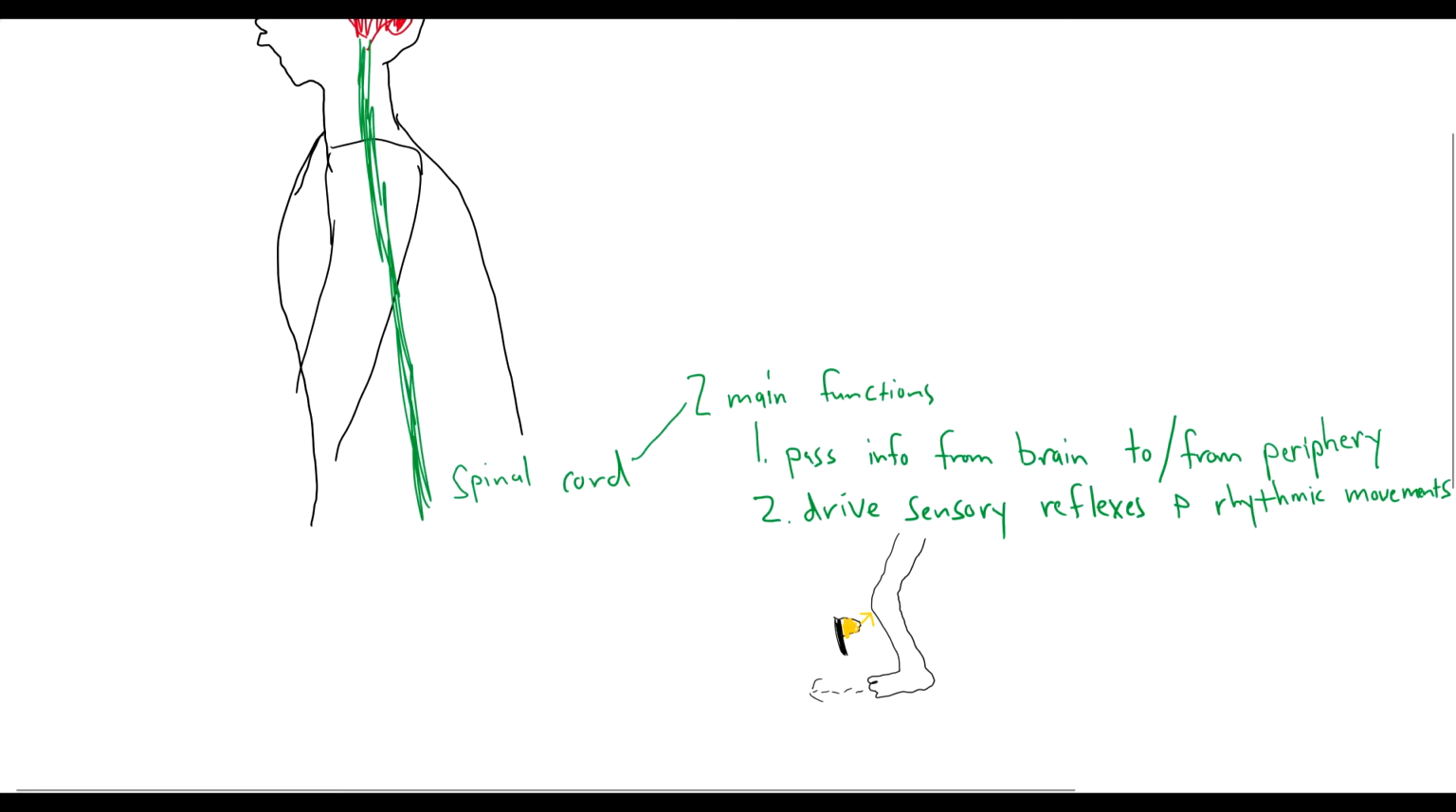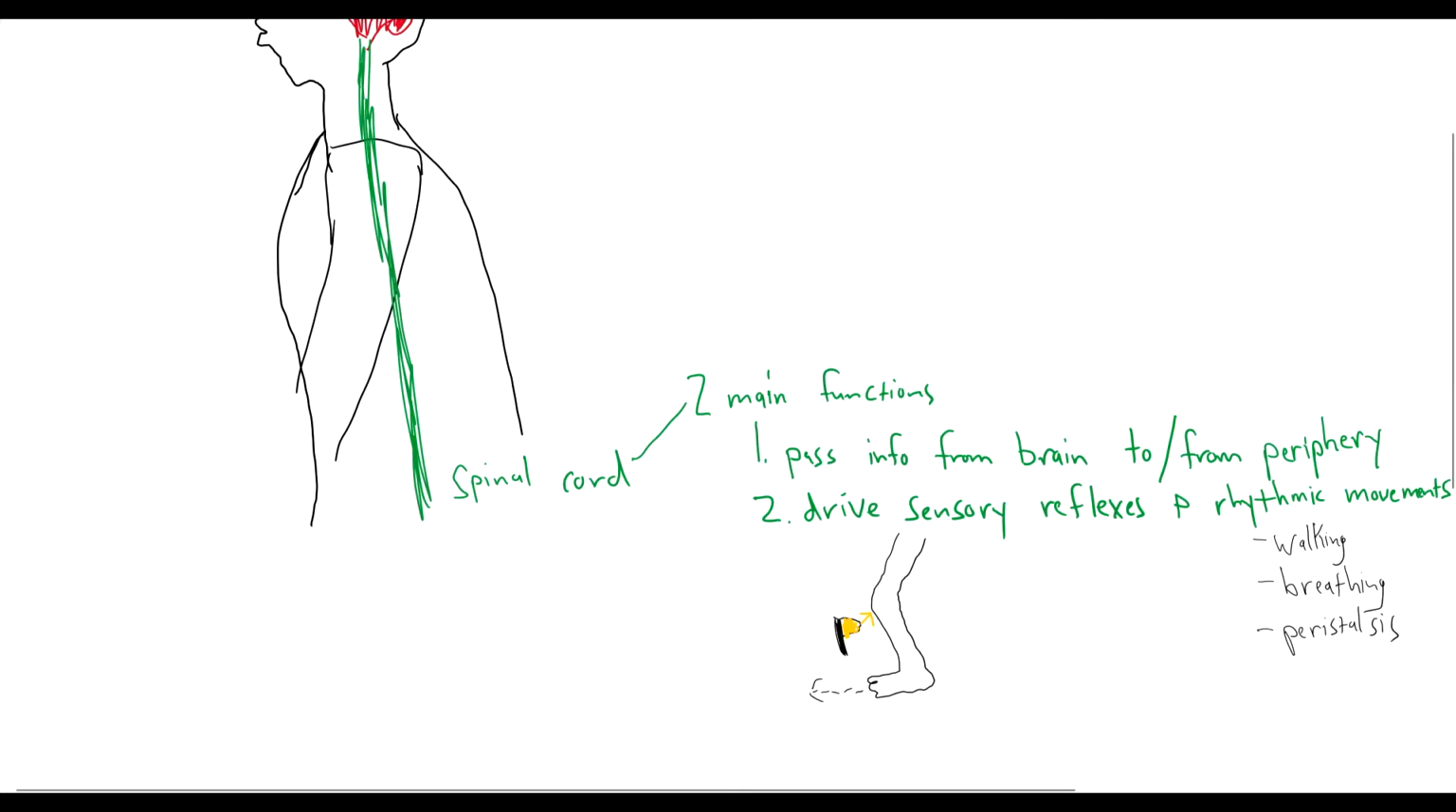Another example of a sensory reflex is when you touch a hot object and you immediately withdraw your hand away from the object before your brain even receives the message that you touched something hot. So later you realize you touched something hot, but you actually withdraw your hand before that signal reaches your brain because there's a local circuit in the spinal cord that drives that reflex. And for rhythmic movements, the spinal cord contains other local neural circuits that drive rhythmic motor patterns that we see in walking, breathing, intestinal contractions, and more.